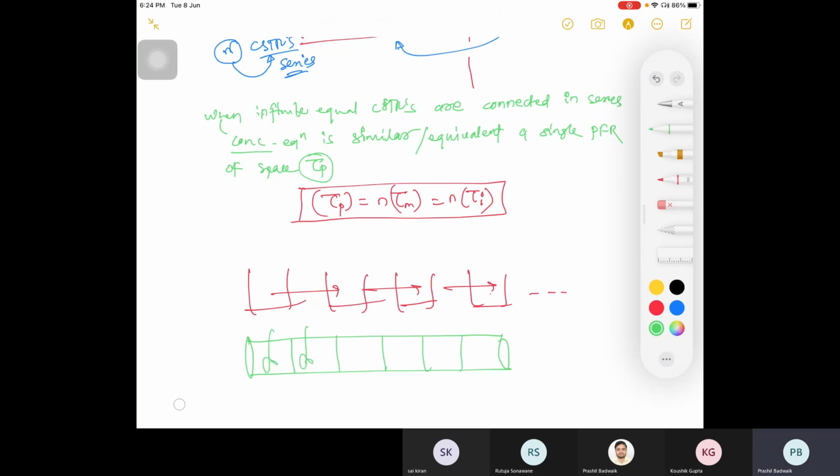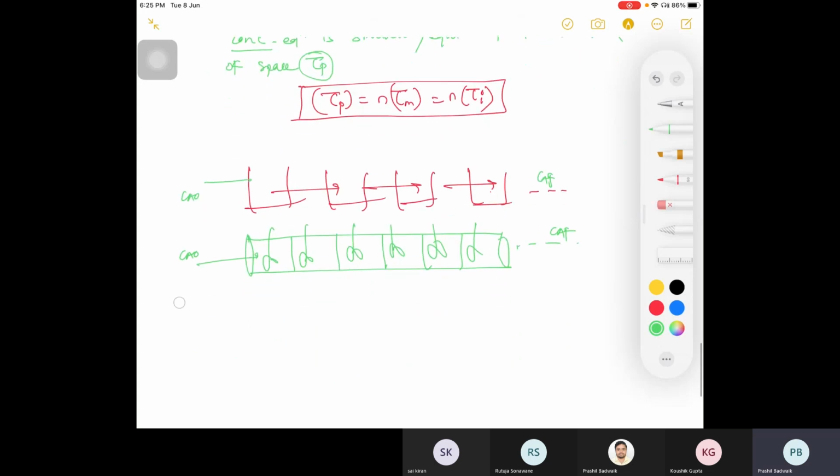This is your MFR, MFR, MFR, and this is going on. You have here CA naught as input, and here CA final. So, is everyone clear with this concept that n number of equal CSTRs is equivalent to a single PFR of total time tau p?